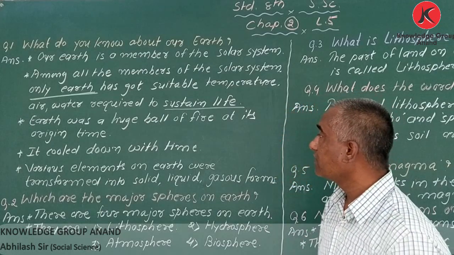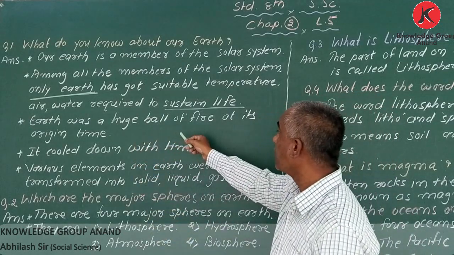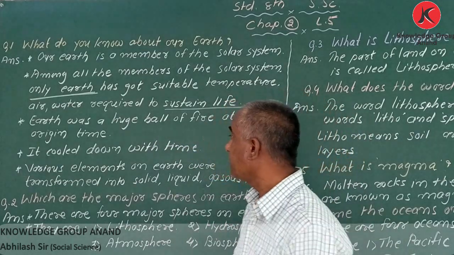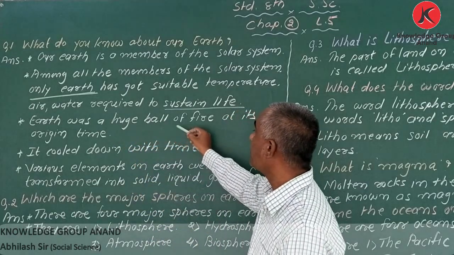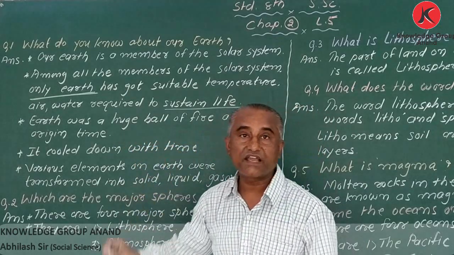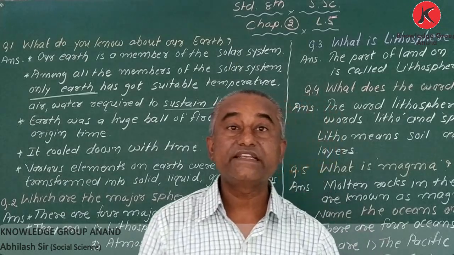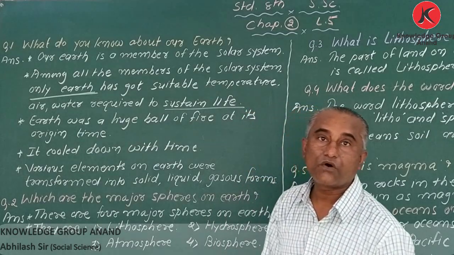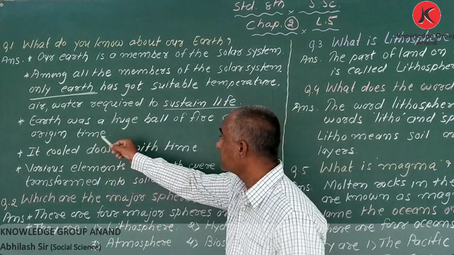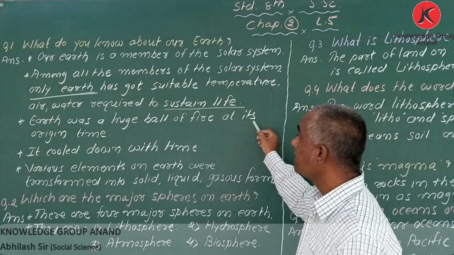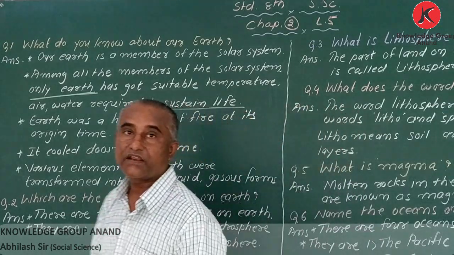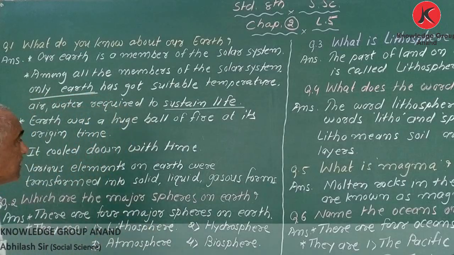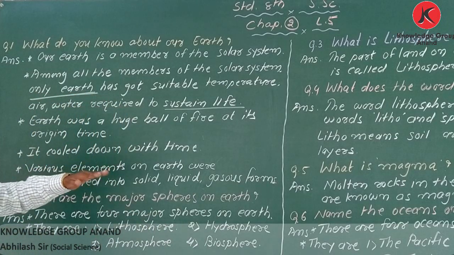Okay. Third point. Earth was a huge ball of fire. It was in the form of fireball. The Earth was a huge ball of fire at its origin time. When the Earth has been detached from the sun, it was in the form of fireball. Got it? When the time passed, it started cool down. So it cooled down with time, slowly.